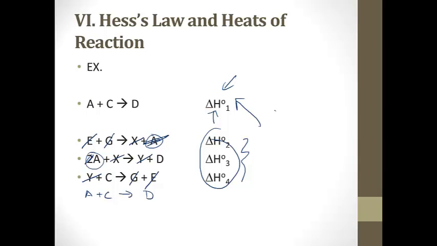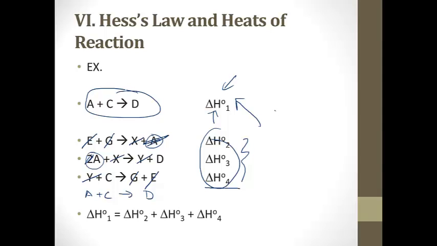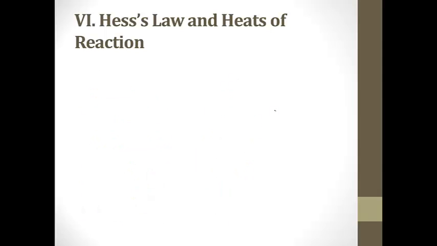So if I add those three equations together, I end up with the original equation. So the sums of these heats of reactions will equal that one right there. The heat of reaction for the first equation is equal to the heat of reaction of the second plus the third plus the fourth. Now, how do we use that in a real equation?